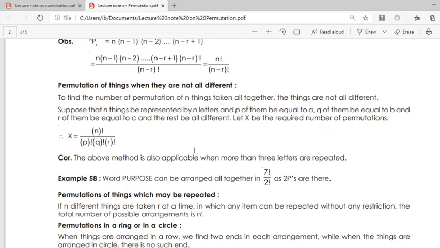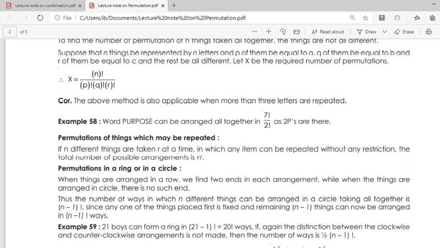Now, the permutation of things when they are not all different. To find the number of permutations of n things taken all together, where the things are not all different, supposing you have n things represented by n letters, and p of them are equal to a, q of them are equal to b, and r of them are equal to c.